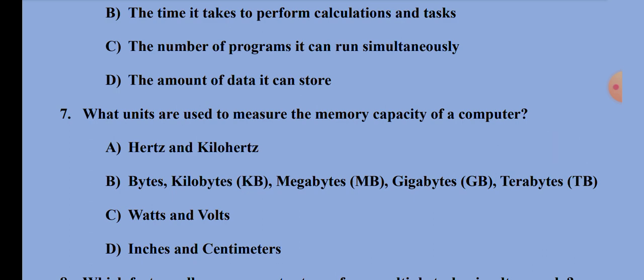What units are used to measure the memory capacity of computer? ये तो आपको पता ही हो. Option A, hertz and kilohertz. Option B, bytes, kilobytes, megabytes, gigabytes, terabytes. Option C, watts and volts. Option D, inches and centimeters. The right option to this question is option B, that is bytes, kilobytes, megabytes, gigabytes, terabytes. Actually, the memory capacity is measured in units like bytes, kilobytes, megabytes, gigabytes, terabytes. Okay, so right option to this question is option B.